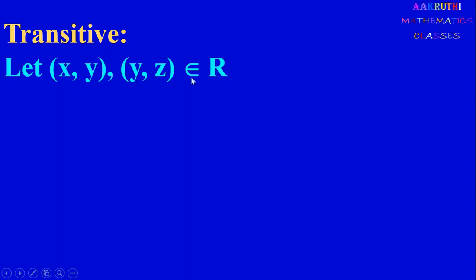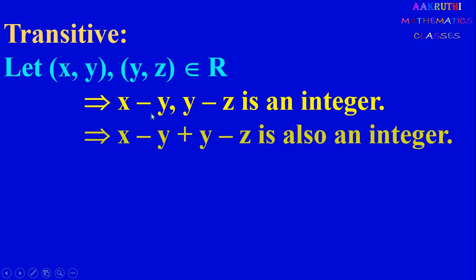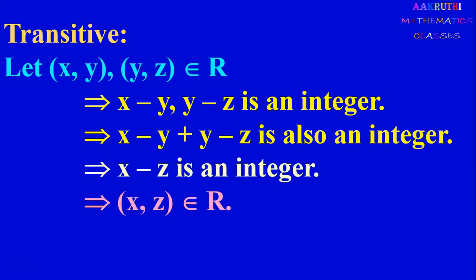Next it is transitive. Let (x, y) and (y, z) belong to R. Then x minus y and y minus z are integers. When we add two integers, we again get an integer. So x minus y plus y minus z is an integer. Here y gets cancelled, and we get x minus z is an integer. Therefore (x, z) belongs to R. Therefore R is transitive. So it is reflexive, symmetric and transitive.